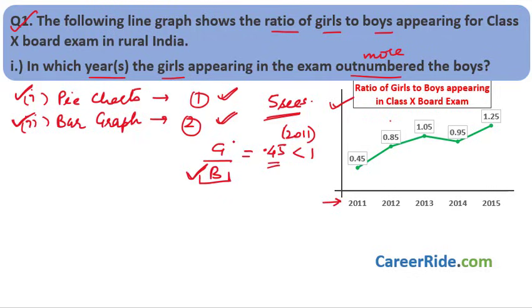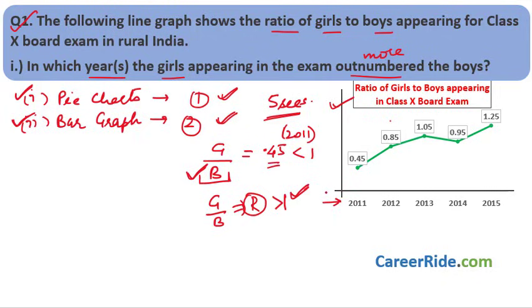Which means that the number of girls is what? The number of girls is less than the number of boys. If the number of girls is more than the number of boys, then what would happen? In that case, this ratio R, whatever the value it is, would be greater than 1. So that is exactly what we have to find out in this question.